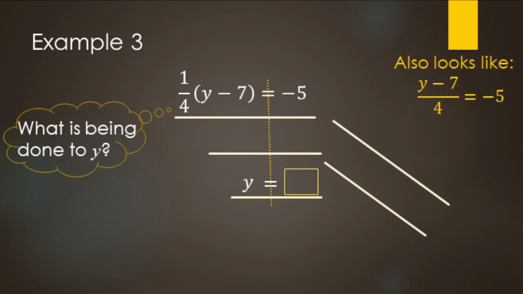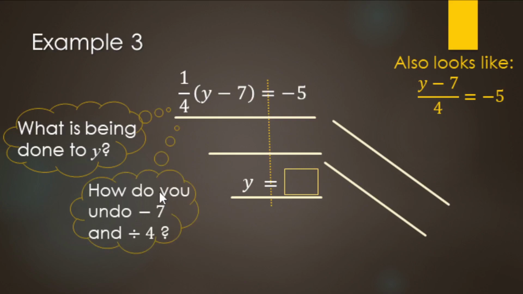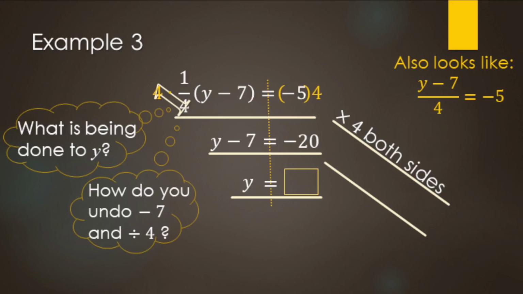So what are we doing to y? We are subtracting 7 and dividing by 4. So we need to undo the minus 7 and the divide by 4 to go from here all the way down to here. So we'll start by undoing the divide by 4 with a multiply by 4 to both sides. So that's what this looks like. So we have 4 over 4 just makes 1 times y minus 7, which just makes y minus 7. And here we have negative 5 times positive 4. Negative times positive is negative. 5 times 4, 20. Next up, undo the minus 7 with a plus 7 to both sides. That's going to make y minus 7 plus 7 is y plus 0, which equals just y.